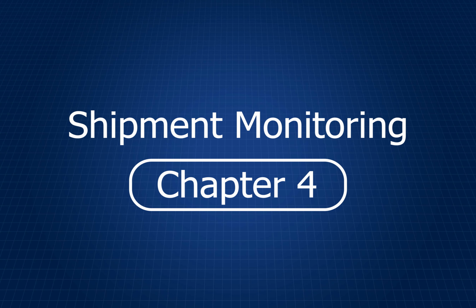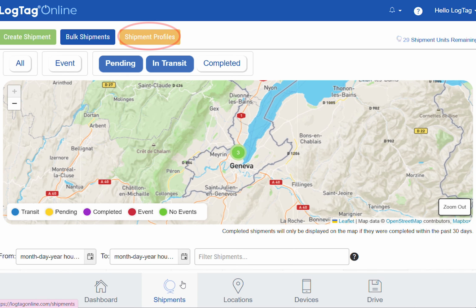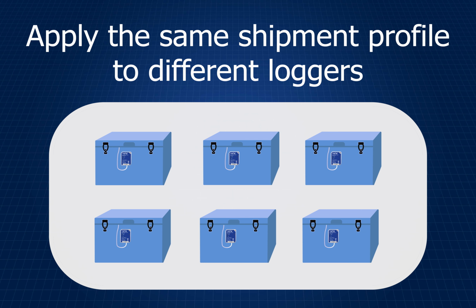To monitor shipped goods in your cold chain, you need to set up a shipment. To create a shipment profile, go to the Shipment tab. Click Shipment Profile. A shipment profile lets you reuse the same settings across multiple loggers and shipments. When several loggers are monitoring the same products, you simply apply the saved shipment profile instead of configuring each one individually. The profile defines who will be notified when an alarm is triggered.